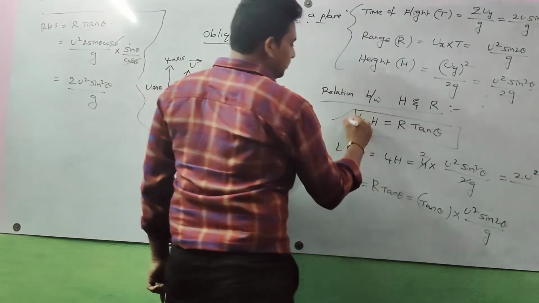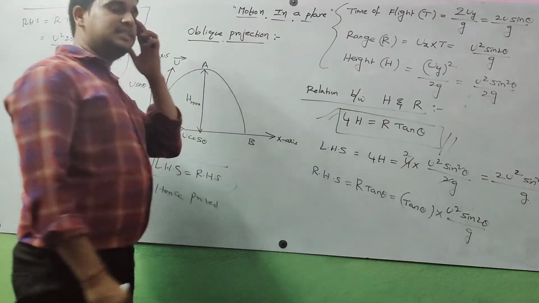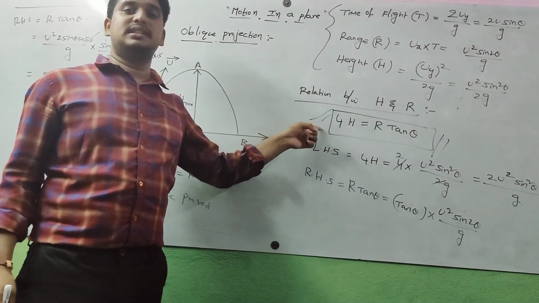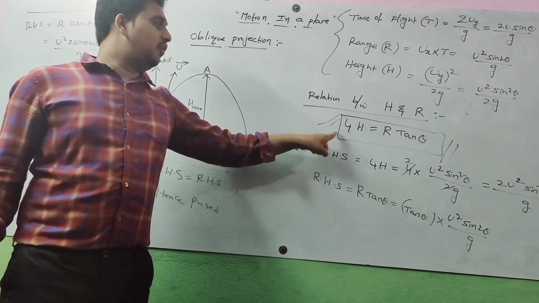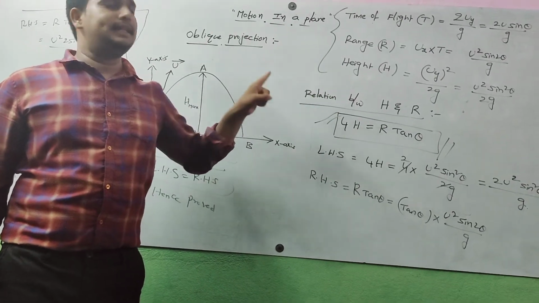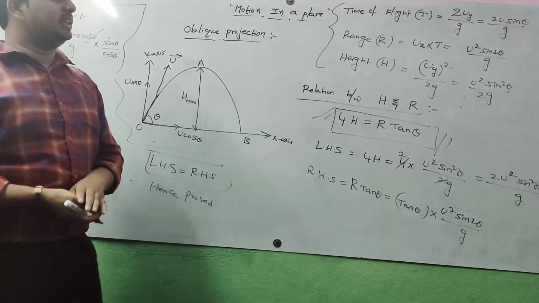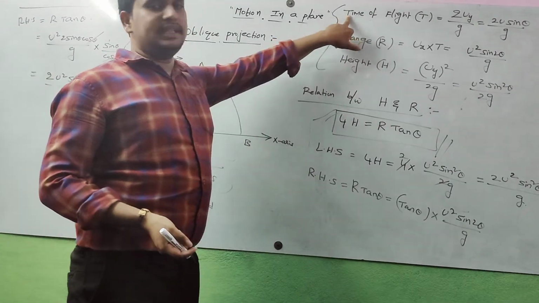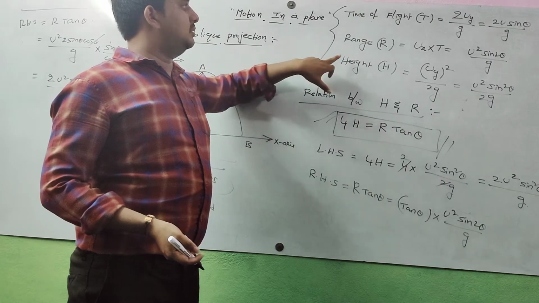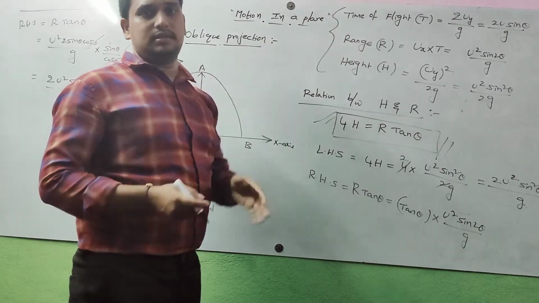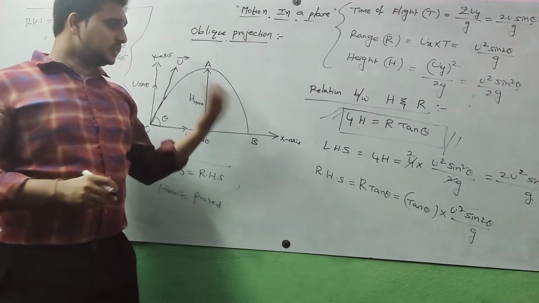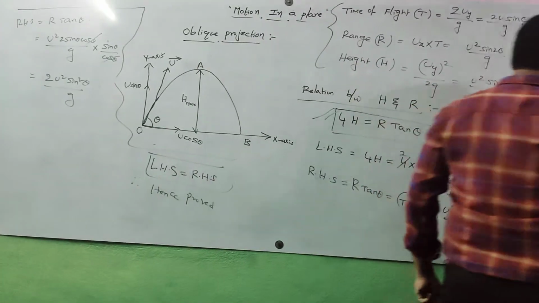So what is the relation we proved here? The relation between H and R is the most important one. 4H is equal to R tan theta. This is the relation between H and R. Next we discuss the relation between H and T. After that we discuss the relation between T and R. So in the further lecture we discuss this.